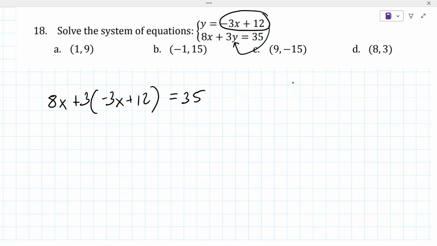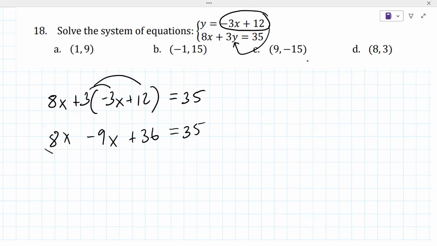Okay. Do you remember how to proceed from here, how to solve an equation like this? No. Okay. So we're going to take this 3 and distribute it into both. What does that become? 8x plus -9x plus 36. Very good. And then on the left here, you can combine like terms. Do you remember that? Yeah. Okay. What does that become when you combine the like terms?